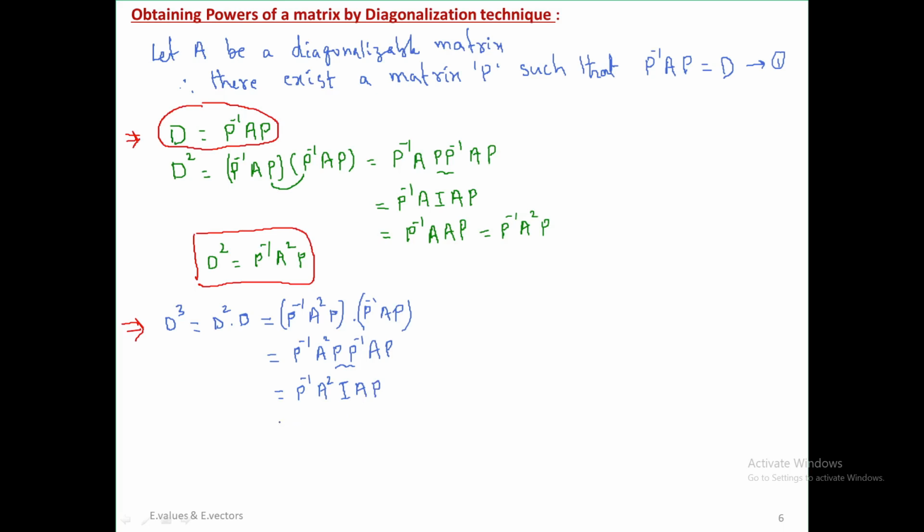Now what will you get? So this implies P inverse, directly I am writing, A square into identity matrix is A square only, A square into A, cube. So P inverse into A cube into P. Look, I started with D cube, I ended with P inverse into A cube into P. So similarly, finally, therefore the observation.